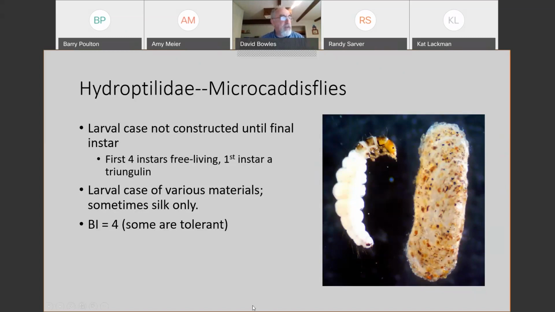The biotic index of the Hydroptilidae is very variable. Some are tolerant, like Orthotrichia, I think, is a 7. Hydroptila is maybe a 6. But as a family, the biotic index is 4. That's probably about right for most of them, I think. Some of them are zeros, like Paucicalcaria, a hyperendemic genus. That's definitely a 0. But most of the ones you're going to see are definitely 4.